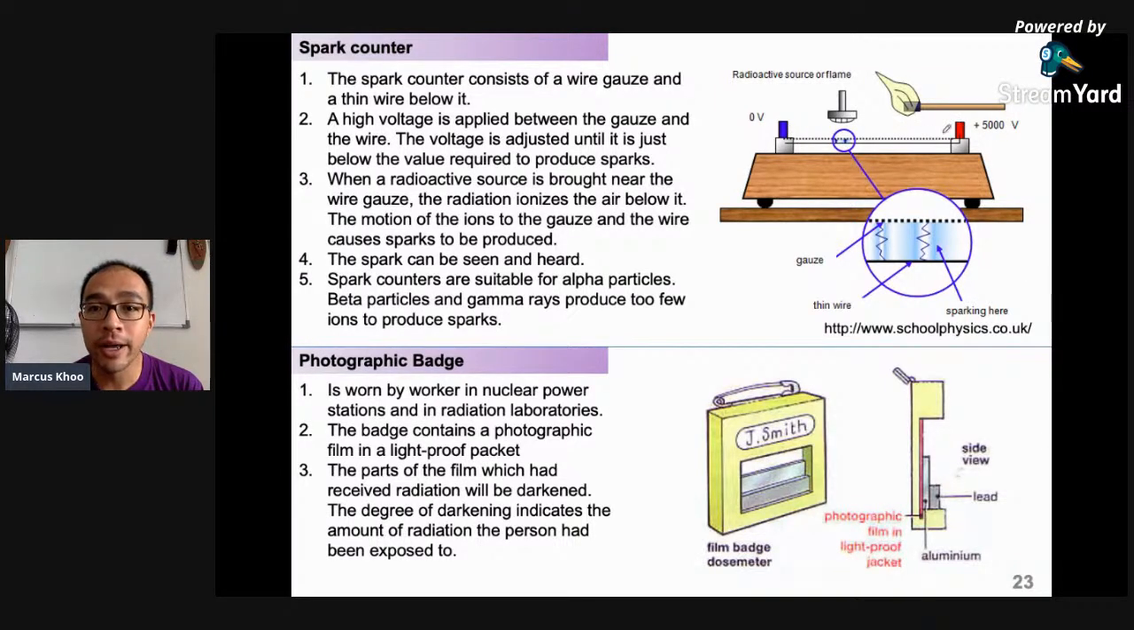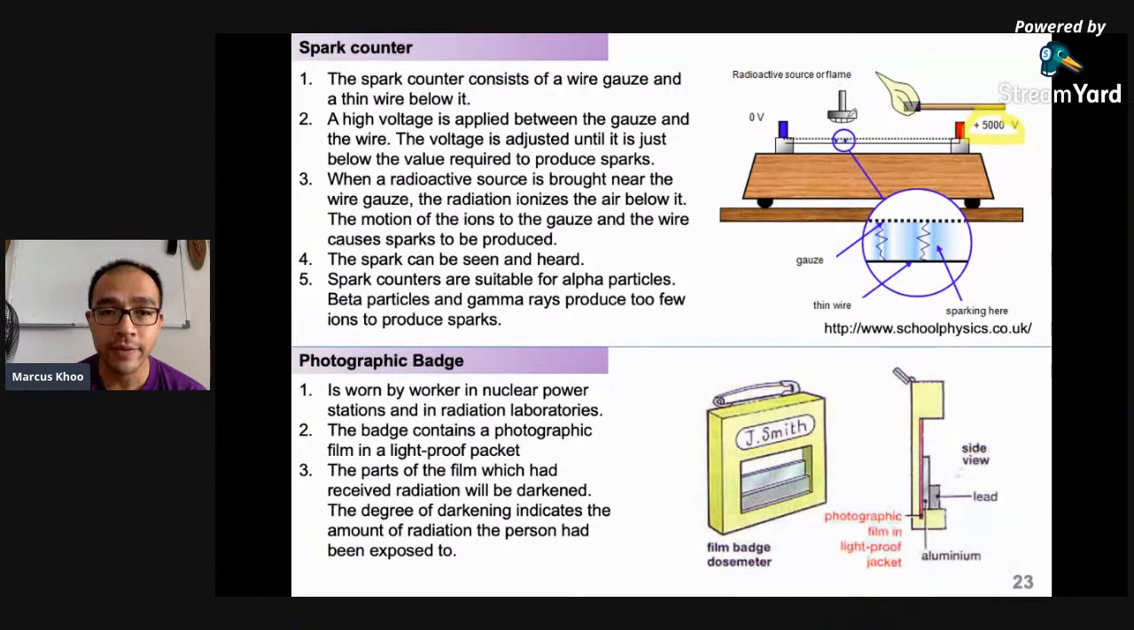Okay, then we put a very high voltage, usually about 5,000 volts. A high voltage is applied between the gauze and the wire. The voltage is adjusted until it is just below the value required to produce sparks. In this case over here, they put it as 5,000 volts.